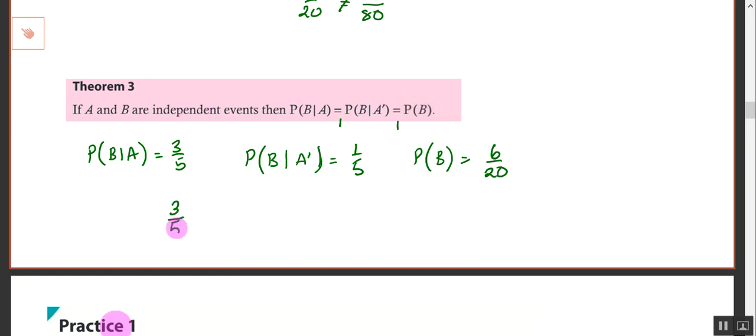So is 3/5 equal to 1/5? Well, no, straight off, I don't need to go any further. But actually also 6/20 is not equal there either, right? So that goes against that one. Alright? So theorem 3 is really super easy. How do you feel about it, alright? Yeah? No? Which bit?